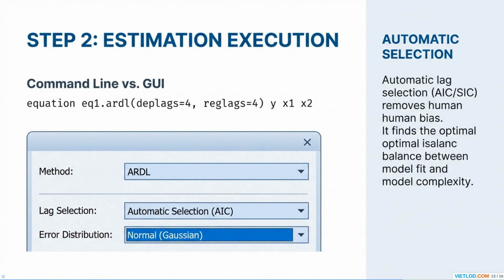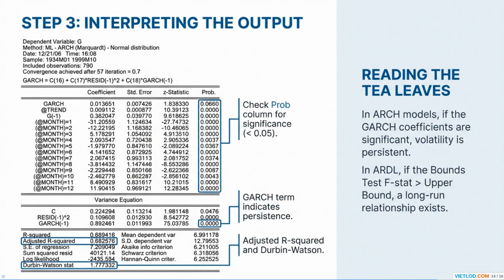Here, we leverage automatic lag selection using criteria such as AIC or SIC. This is a powerful feature because it objectively removes human bias in model specification. By allowing the software to find the optimal lag structure, we ensure a robust balance between the model's ability to fit the data and its overall complexity. The interface also allows us to specify the error distribution, with normal Gaussian being a common choice.